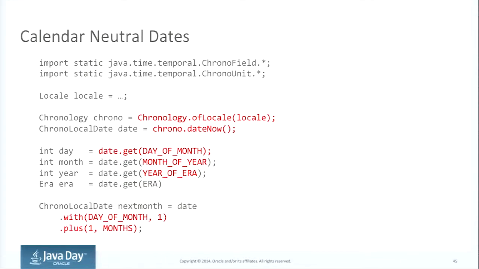If you need neutral dates, so you're creating an entry into your calendar and you want it to be neutral no matter where you are, this is what we're going to be using. We have a particular locale, and we're going to be using chronologies. Based on that chronology, I'm going to create a date that is right now. In the same way, from that date, you can extract different information: month, year, era, etc.